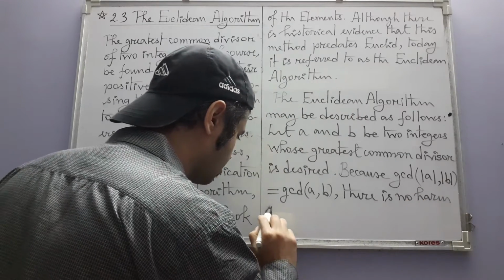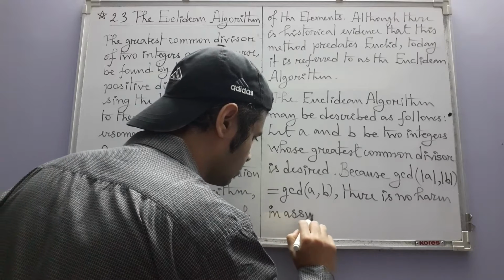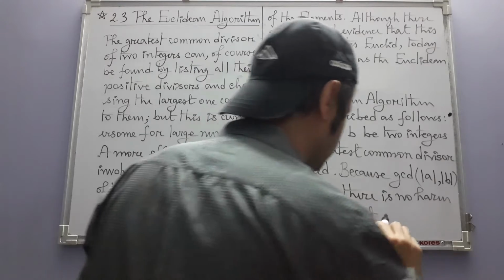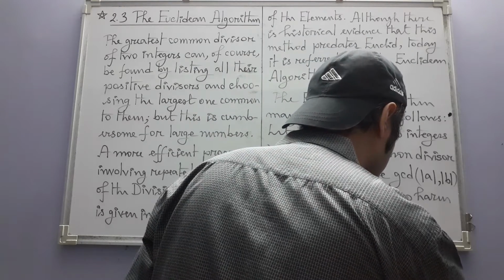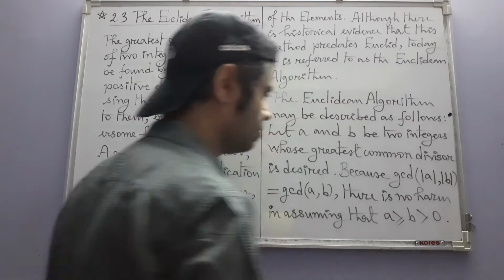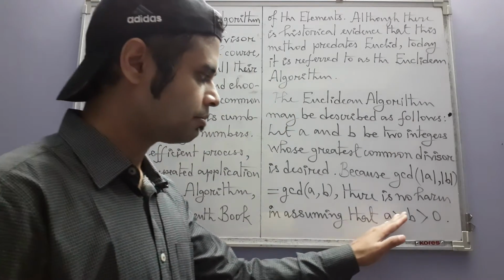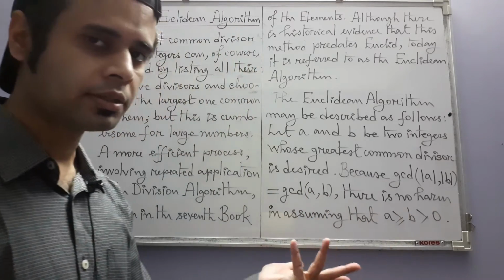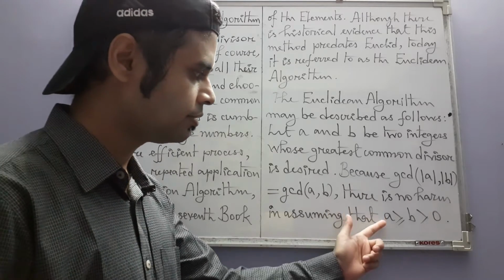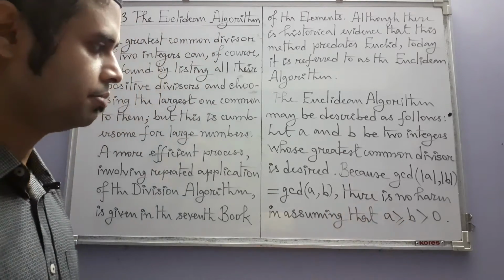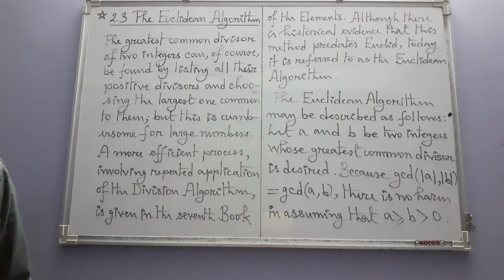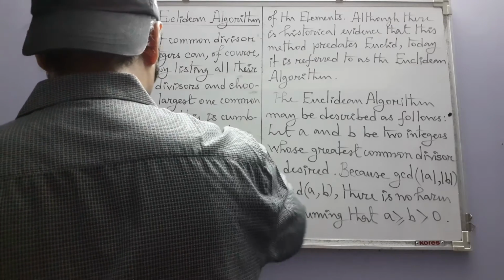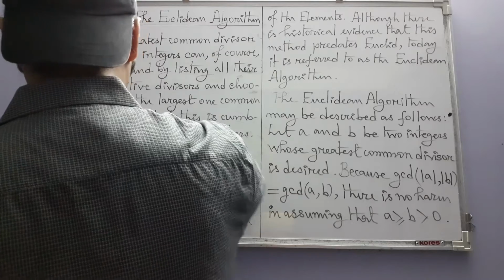There is no harm in assuming that A is greater than or equal to B and B is greater than 0. That is, what we are assuming here is that both A and B are positive, and of course one of them will be greater than or equal to the other. Without losing generality, we have assumed A to be greater than or equal to B. Okay, now how do we apply the division algorithm repeatedly, and what are we going to divide and by what?